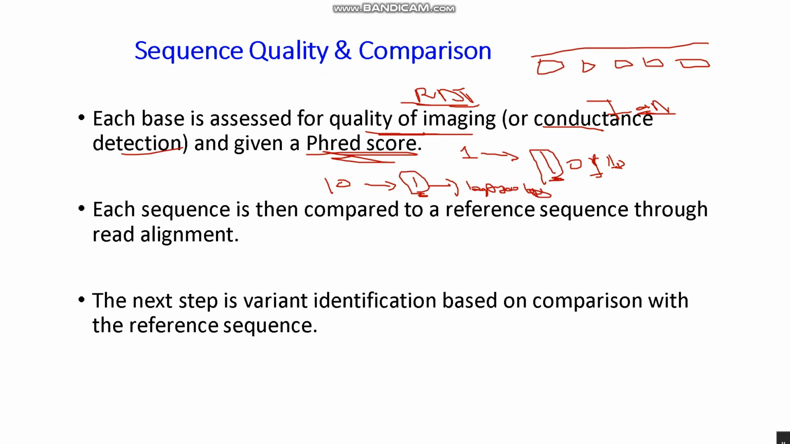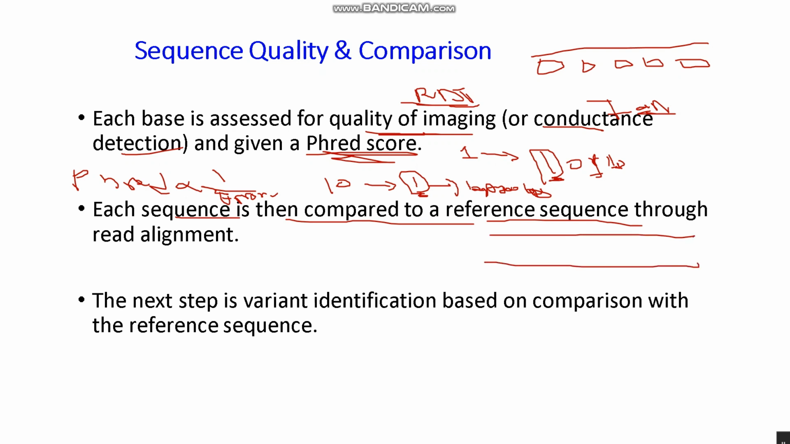If the Phred score increases, the error is decreased. Okay, the sequence is then compared to the reference sequence. The next step is variant identification based on the comparison with the reference sequence.